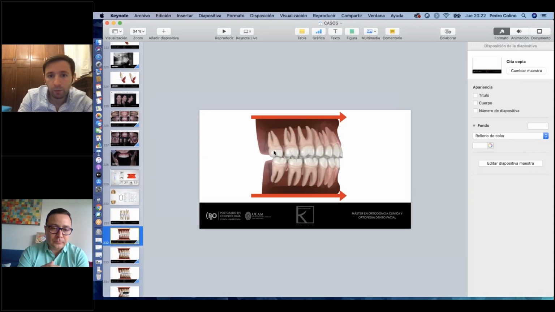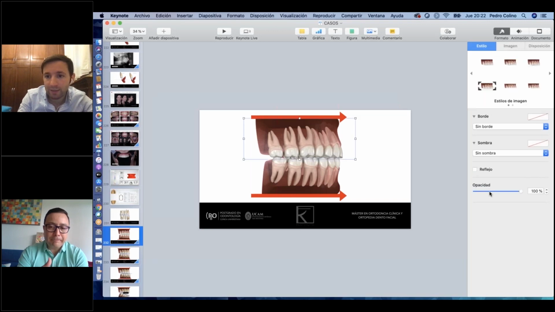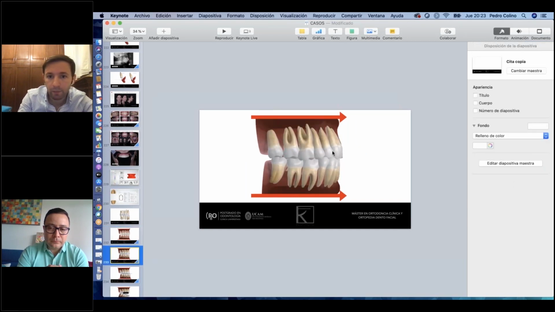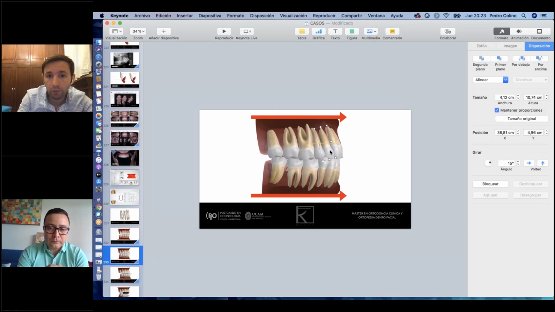Okay, 3 molars and 2 premolars. You see here? You can decide. I'll try to. I don't know if I can put here. Okay, maybe here. Here. You can decide to remove this.